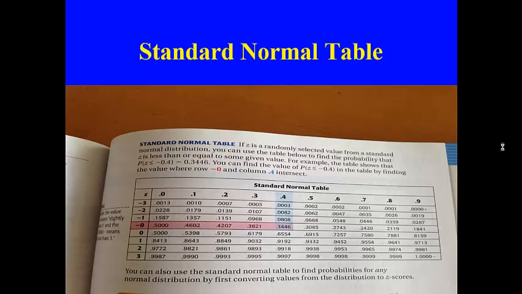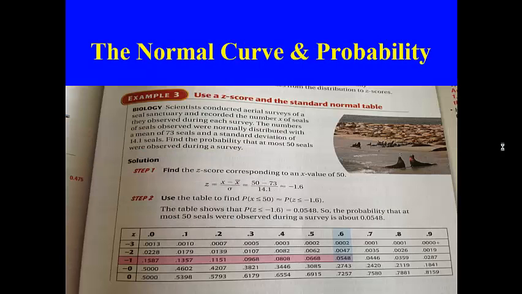Standard normal table. As you can see on this page, the standard normal table. We are going to calculate some values by using the standard normal table. So let's do example 3 on page 759. Use the z-score and the standard normal table.